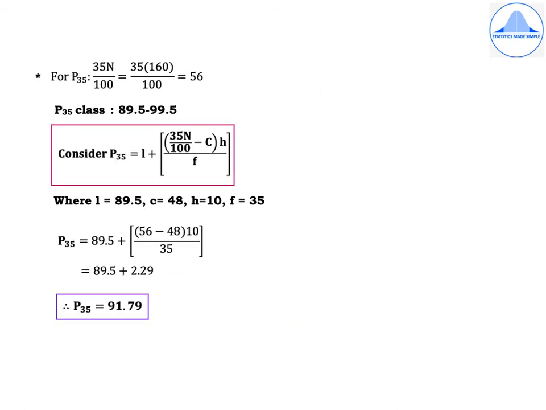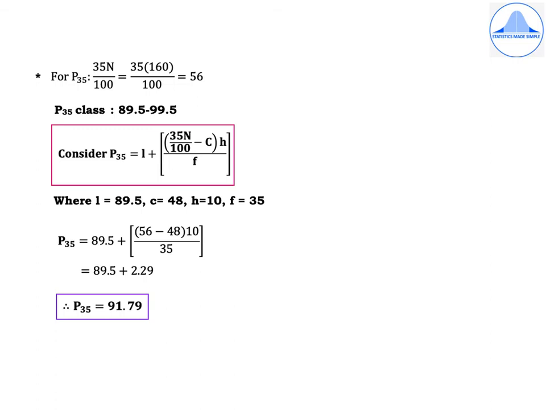The fourth subdivision, for P35, find out 35n by 100, which is equal to 35 into 160 by 100, which is equal to 56. The value which is greater than 56 in the CF column is 83. Then corresponding to 83, write greater than 35n by 100. So again you have the P35 class as 89.5 to 99.5.